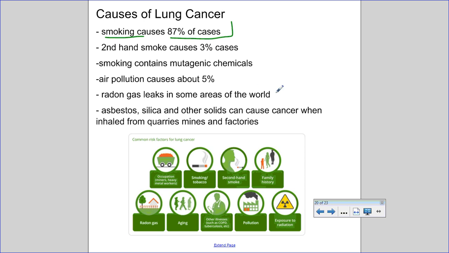Asbestos, silica, and other solids can cause cancer when inhaled from quarries, mines, and factories as well. Asbestos is a known cause of cancer and is still used for insulation and making other materials as well. It's very good at being fire resistant, but the fibers irritate the lungs quite a bit and can lead to the development of lung cancer quite easily. Silica is a component found in sand, so dust from sand can irritate the lungs as well, leading to the development of lung cancer.